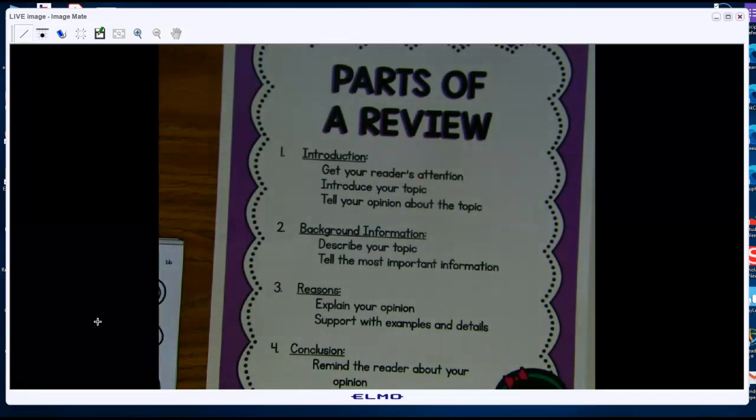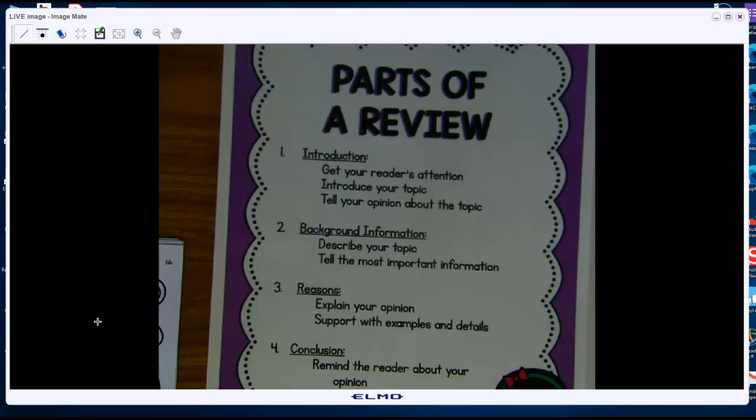What did we use to get our reader's attention? We used a special kind of sentence. Had a question. We all use questions on how to grab our reader's attention. Then we told them what we were talking about, what we're going to be talking about. And then we told them our opinion and what we thought about that thing.